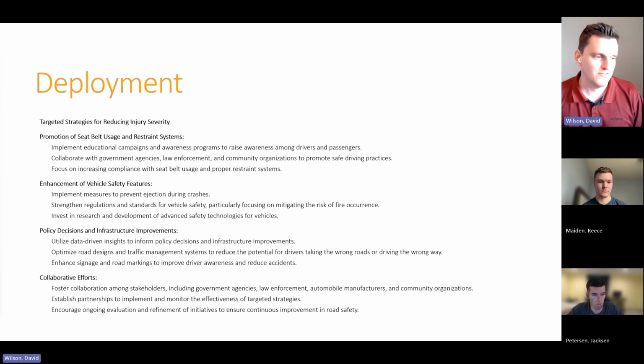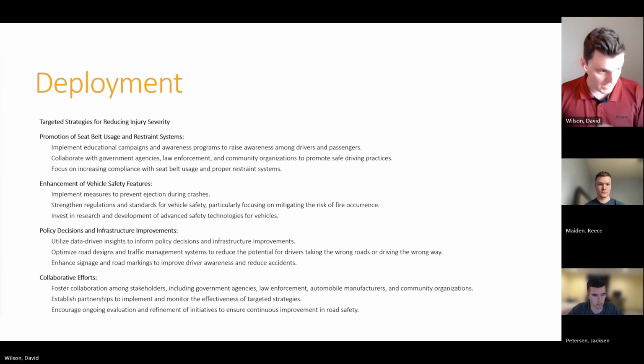Number three is policy decisions and infrastructure improvements, utilizing data-driven insights to inform policy and to steer infrastructure improvements, optimizing road designs, traffic management systems, and enhancing signage and road markings to improve driver awareness.